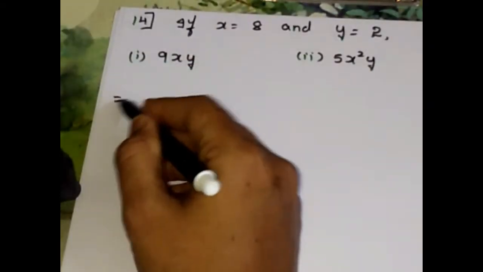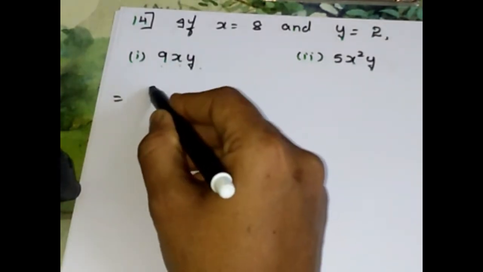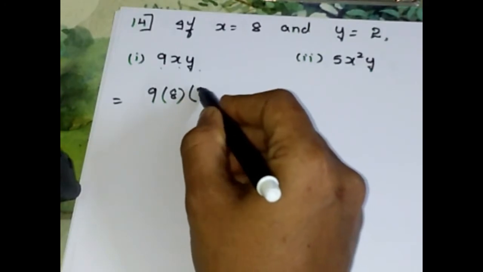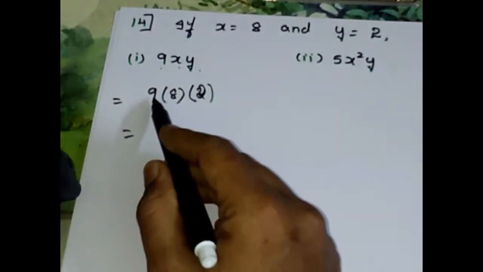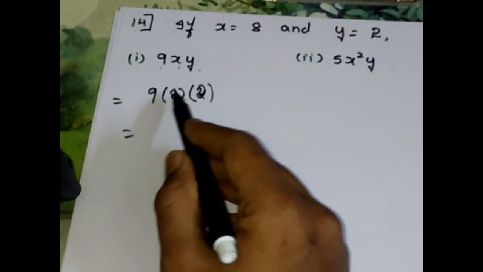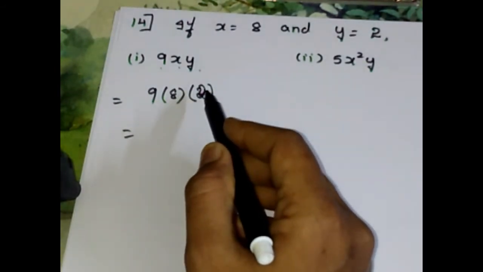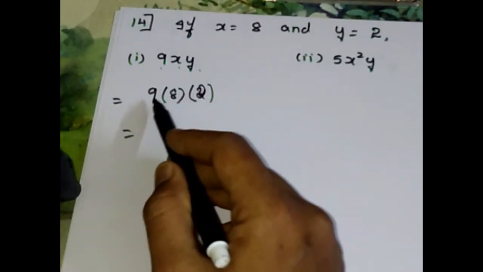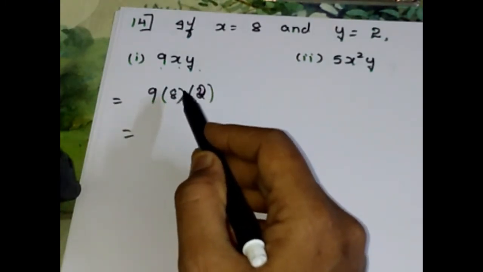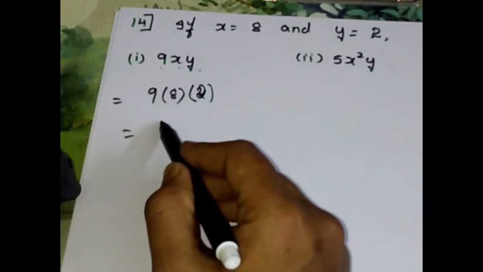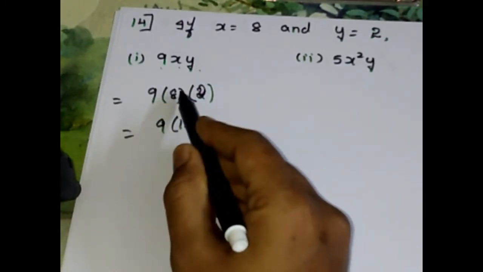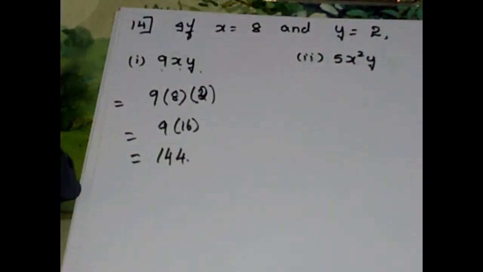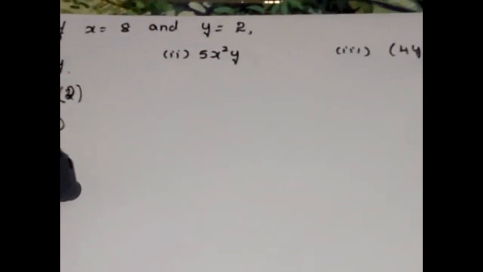Second question number 14. 9xy. That is 9 into x, its value is 8. Into y, its value is 2. So 9 into 8 into 2. However you want, you can just multiply. Either you can multiply 9 into 8 first or 8 into 2. So as you have all the 3 numbers, you can multiply as per your convenience. So 9 into 16. 8 2s are 16. 16 9s are 144.